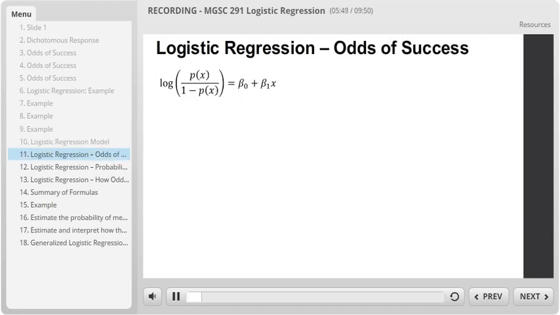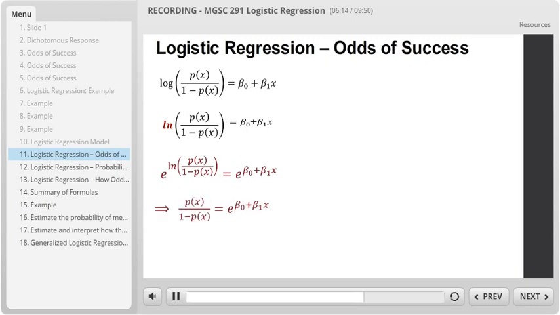Now that we have our regression equation, we want to put it in terms of odds rather than log odds so we can make practical predictions on the odds of success. Remember that in statistics, log refers to the natural log, or ln. So to get our equation in terms of odds, we exponentiate both sides of the regression equation. Doing this gives us our equation in terms of odds. So we see that we can estimate the odds of success at a given value of x with e raised to the power of beta naught plus beta sub 1 times the value of x.